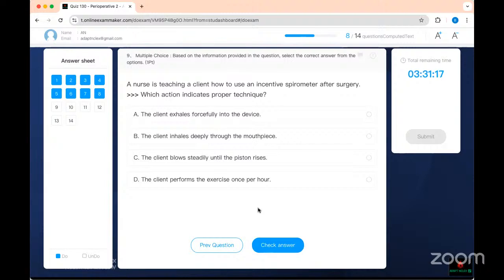And next is teaching a client how to use incentive spirometer. This is another thing you have to know for your test. It's just one word, right? How do you use incentive spirometer? You know how to use incentive spirometer.